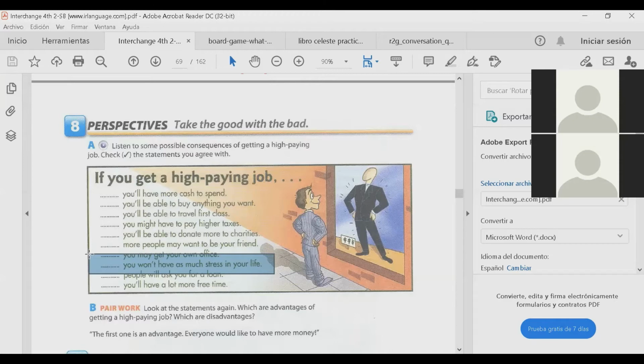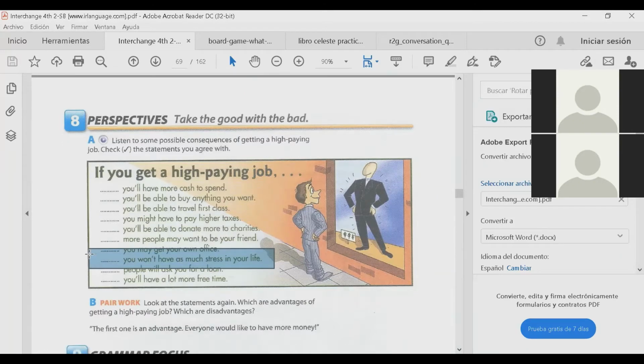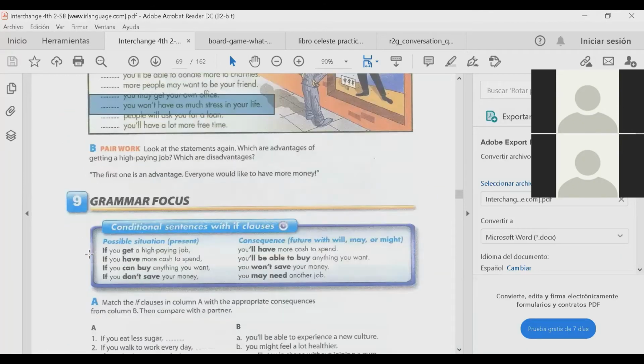And finally, you have a lot more free time. Well, if it is true, that's an advantage, right? But I think it is not true. Yes, that's not true. Well, guys, and then we got into here. Look at this.